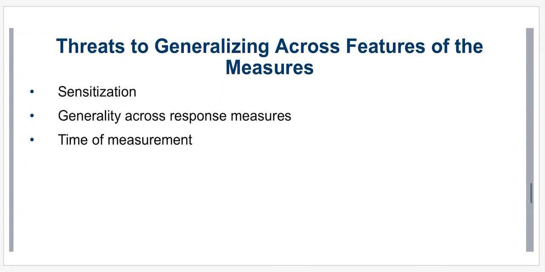Okay, last category, category 3, is threats to generalizing across features of measures, or the tools or the assessments.